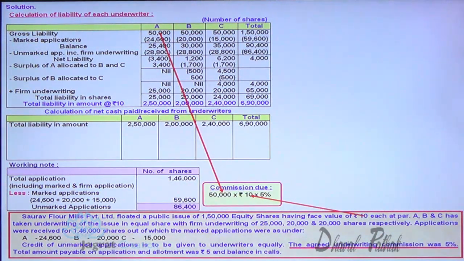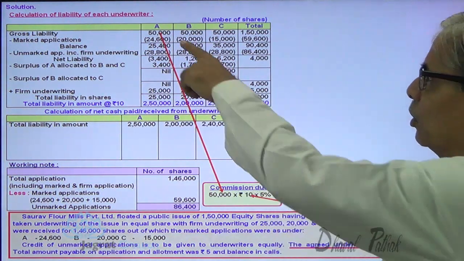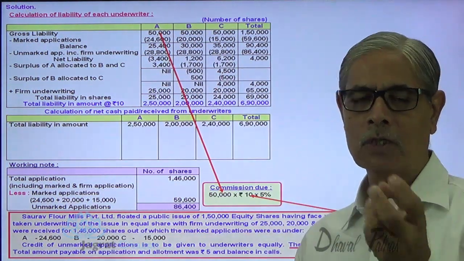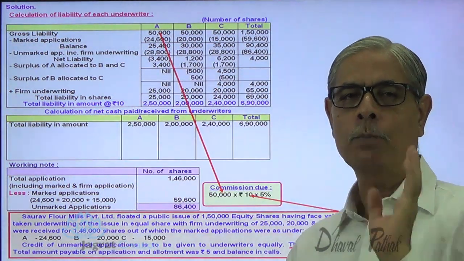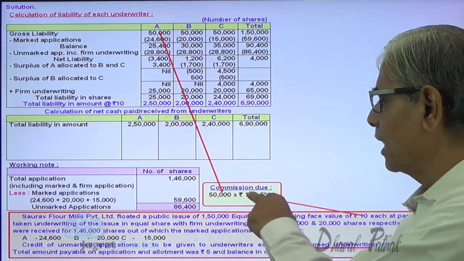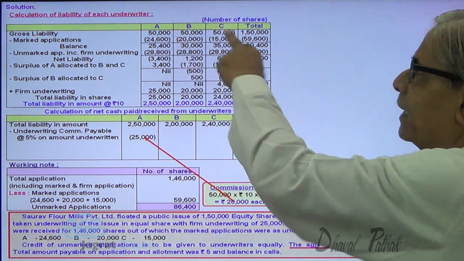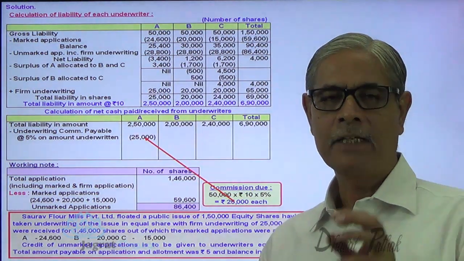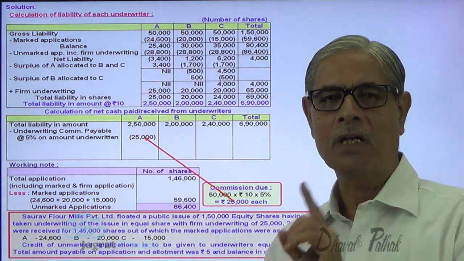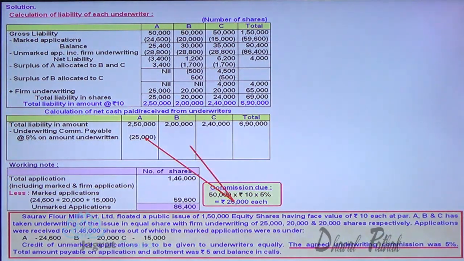Now I want to calculate the underwriting commission, which is to be given at the rate of 5%. It is agreed that underwriting commission was to be paid at the rate of 5%. So 25,000 shares is the total liability, gross liability, multiplied with the issue price 10 rupees each. So 25,000 into 10 multiplied by 5%. This is the commission to be paid to A. All underwriters' gross liability is the same, so commission payable to all underwriters will be the same. 25,000, 25,000. This is the commission payable.